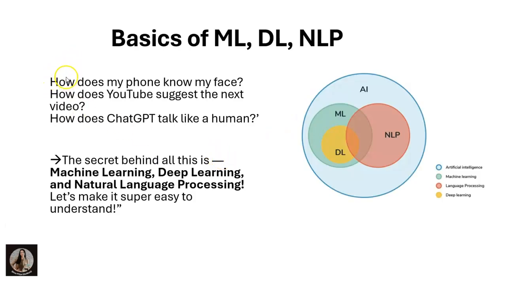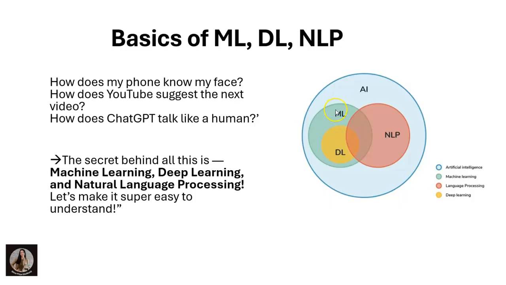Have you ever wondered how your phone knows your face to unlock it? And how does YouTube suggest the next video for you, what you like? And how does ChatGPT talk like a human? Have you ever noticed this? The secret behind all this is machine learning, deep learning and natural language processing. Let's make it super easy and understandable.